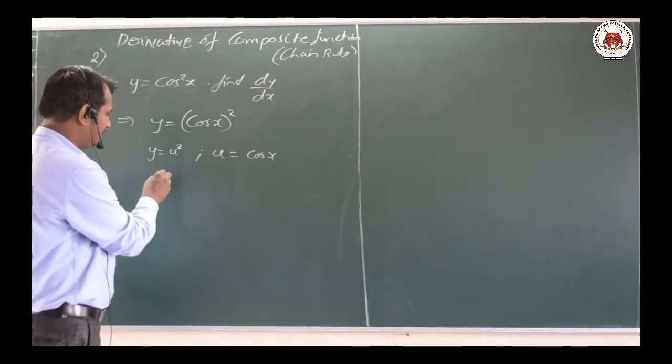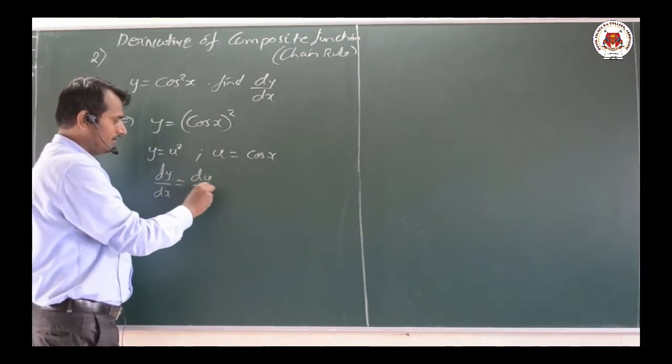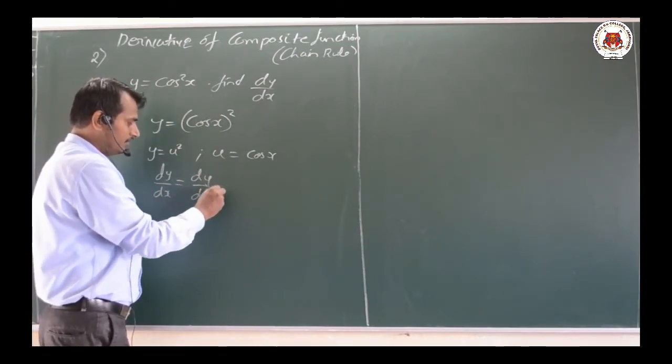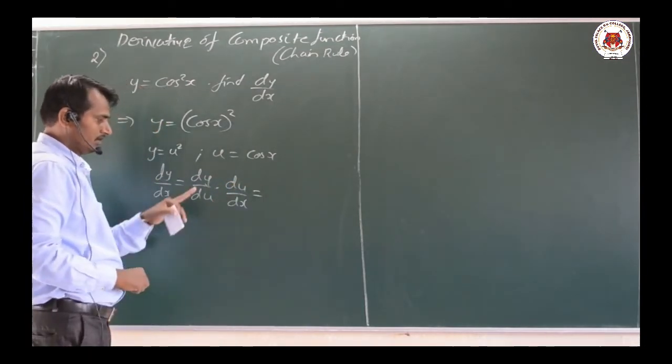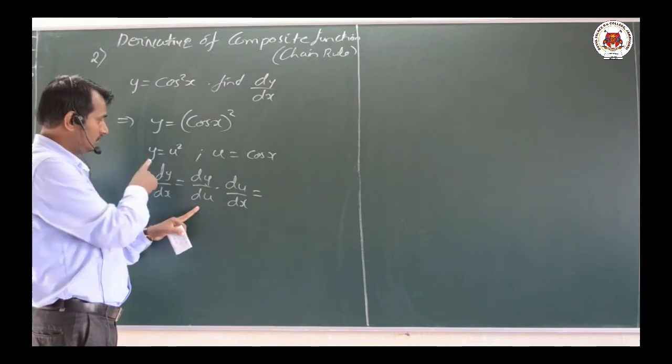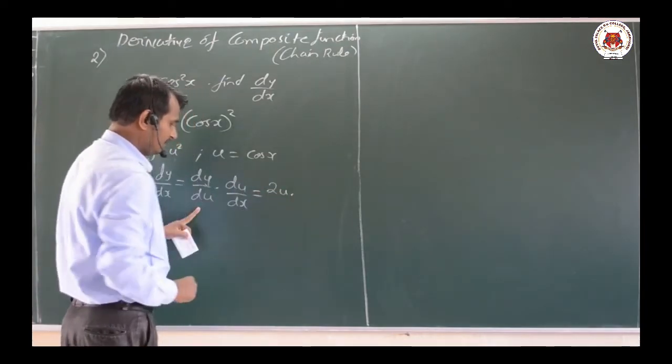Now we shall find dy by dx. dy by dx means what we have? dy by du into du by dx, which is equal to. Now what is this dy by du here? y is equal to u square. u square differentiation is 2u into du by dx.